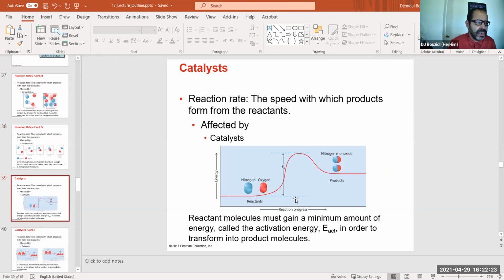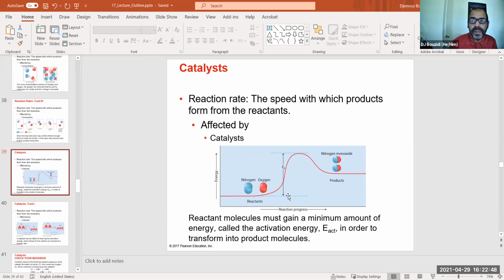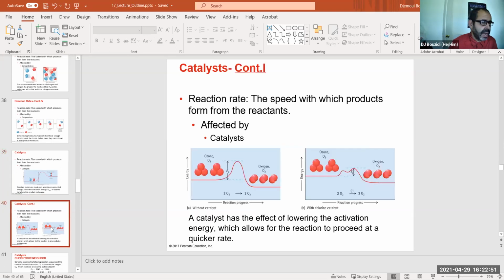And the catalyst will basically, first of all, there is an activation energy that is required for any two reactants to reach the other level, to produce the products in this case, okay? So this activation energy can be lowered in the presence of a catalyst. So the gap that you have to overcome in terms of energy could be lowered by using a catalyst, and a catalyst is actually a reactant that is going to help expedite the chemical reaction.